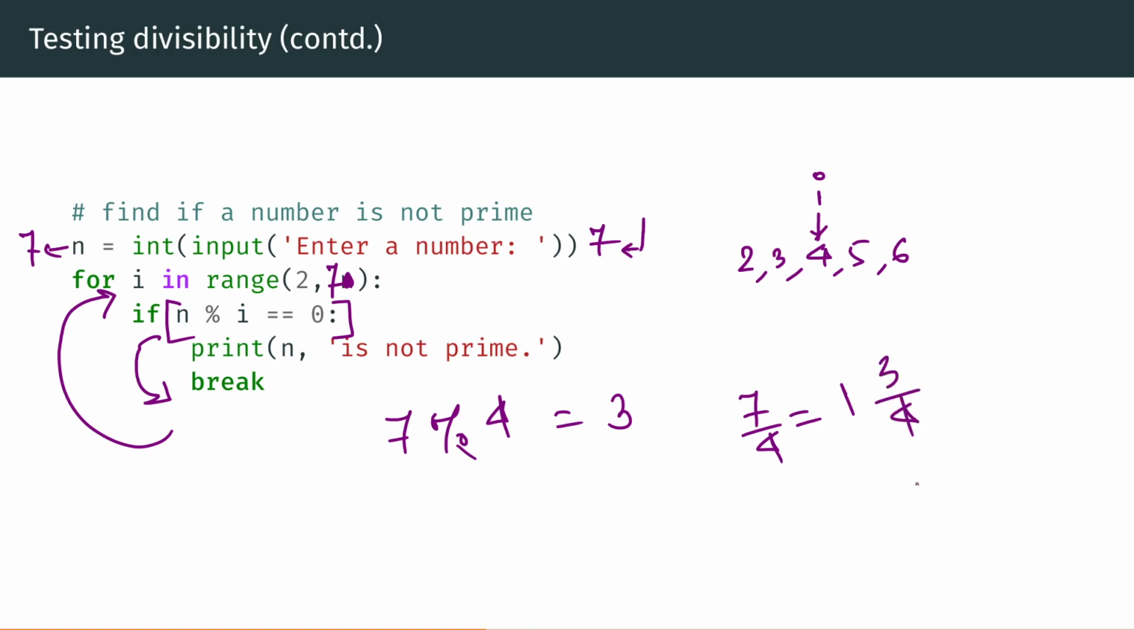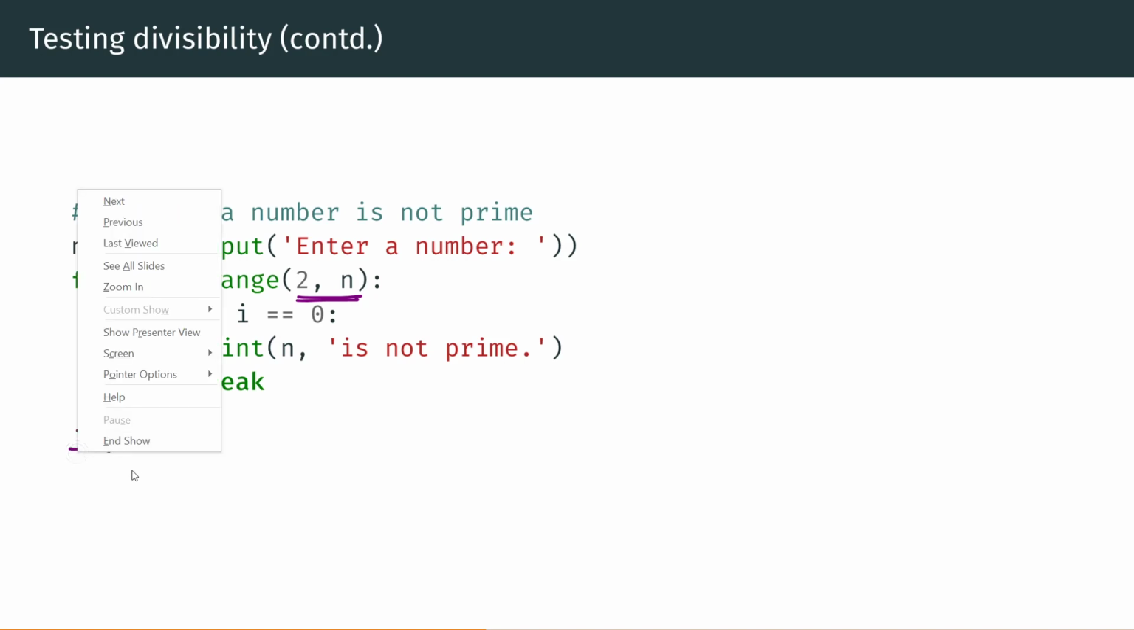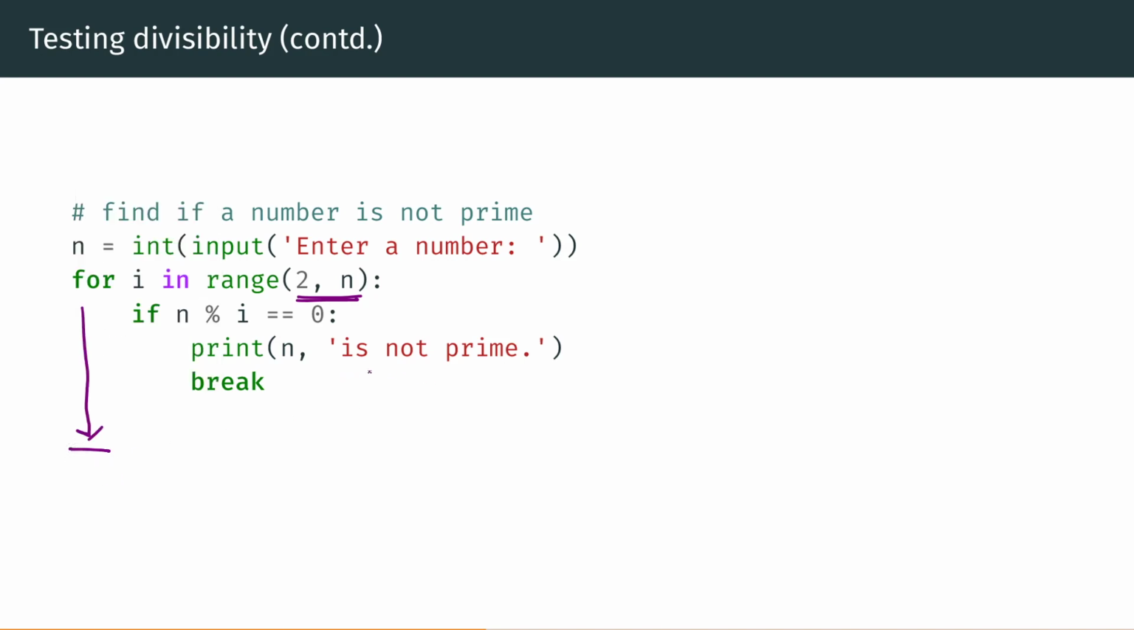That's the mixed fraction, right? So the remainder is 3. So again, this will evaluate to false. We go back and we keep doing that until we are out of the numbers of this range, and out of this for loop. And obviously we stop the program right there. So if the number is not a prime, we say it is not a prime. If the number is a prime, we do not say anything, we just come out of the loop.